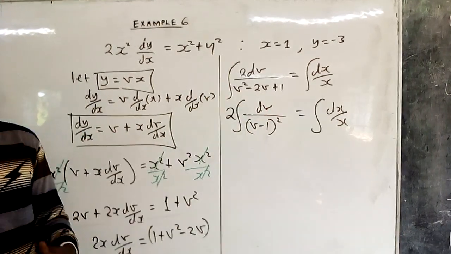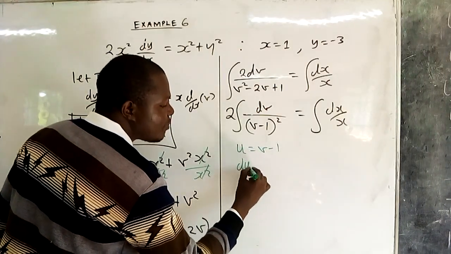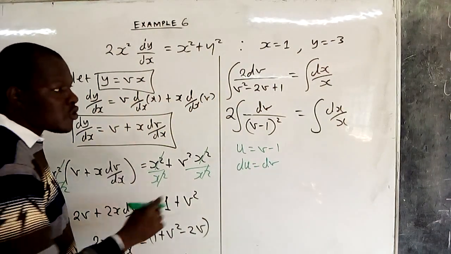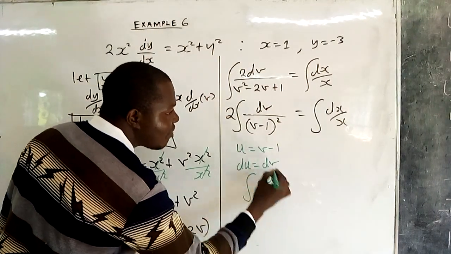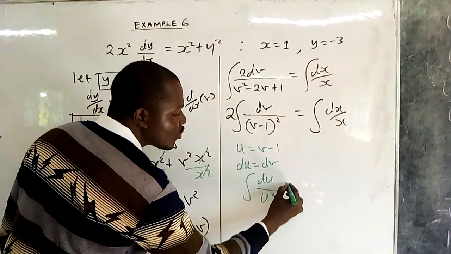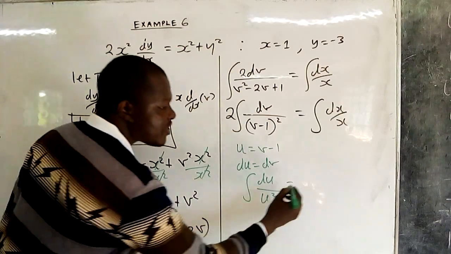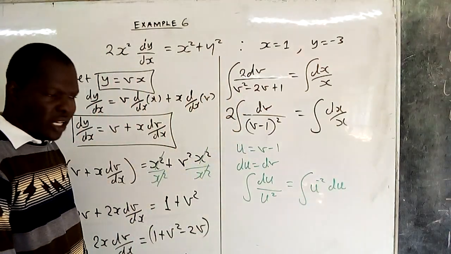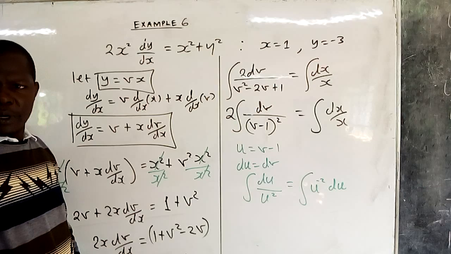That is algebraic substitution. You simply let u be v minus 1. If you differentiate u with respect to v, you get du is equal to dv, isn't it? So it means here you are going to have what? dv is the same as du, and (v minus 1) is u squared. Are you seeing it? So du over u squared is the same as the integral of u raised to negative 2 du, isn't it? Are we together? Are you seeing how that is simple?